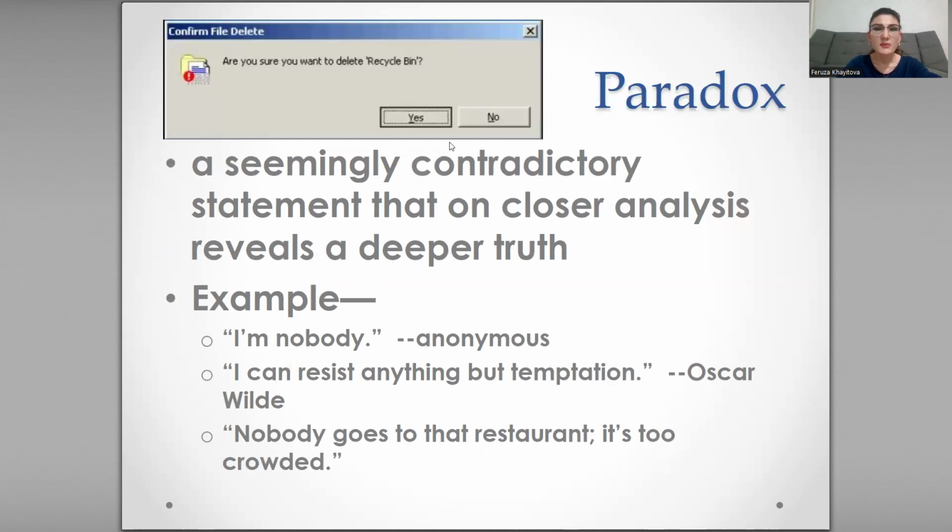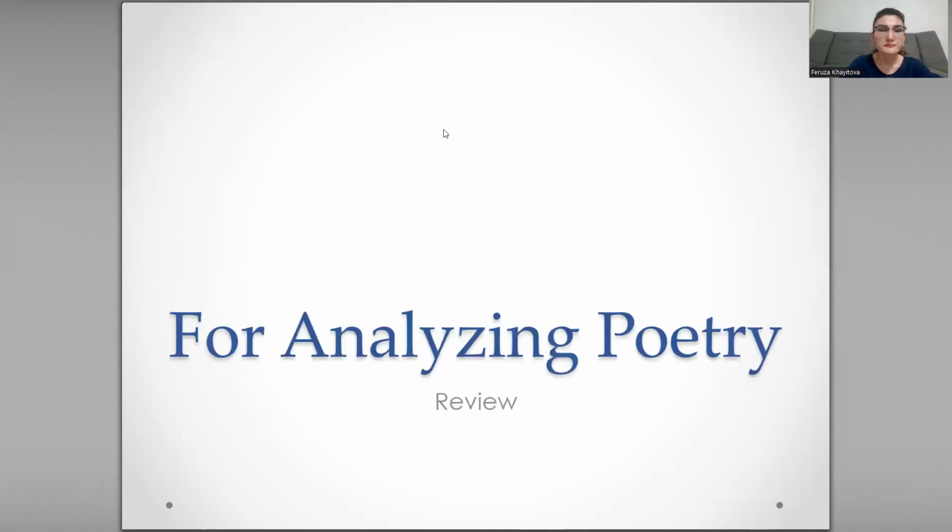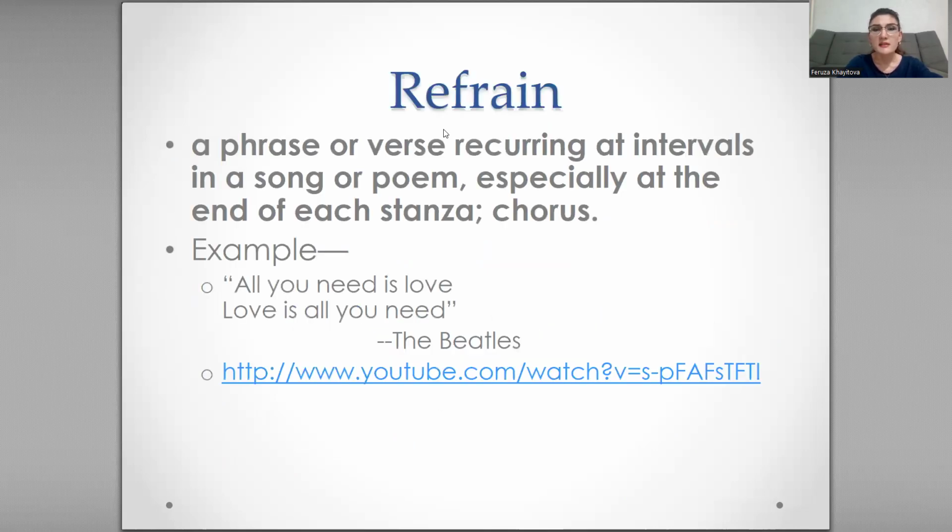The next device is paradox, a seemingly contradictory statement that on closer analysis reveals a deeper truth. For example, "I am nobody; anonymous." "I can resist anything but temptation," Oscar Wilde. "Nobody goes to that restaurant. It's too crowded."